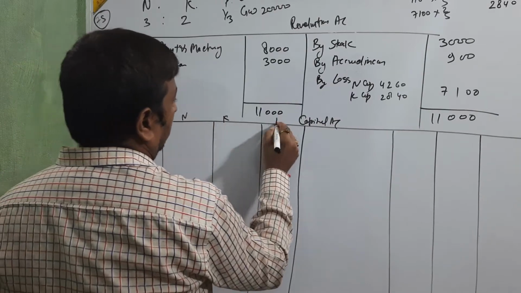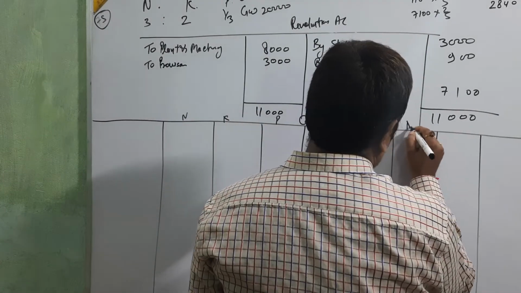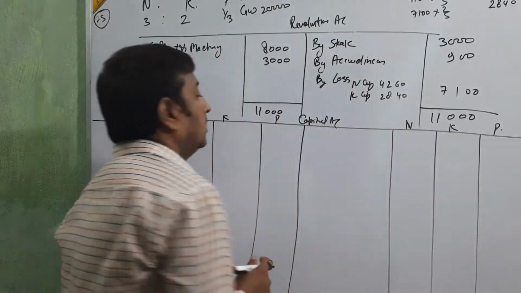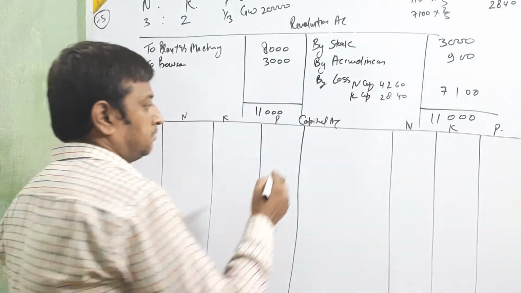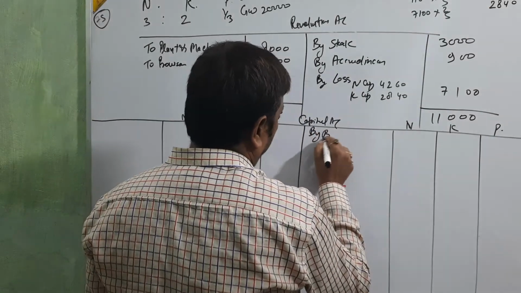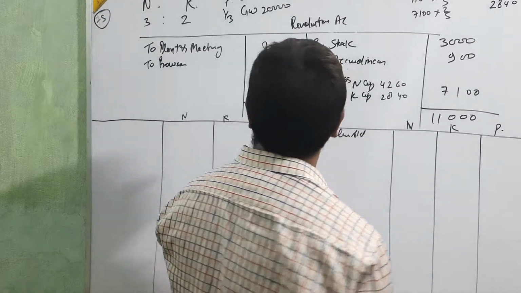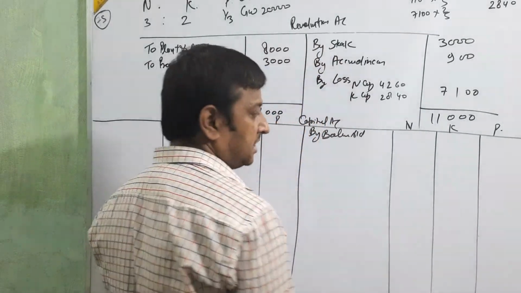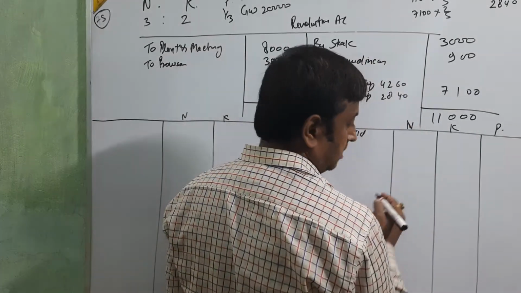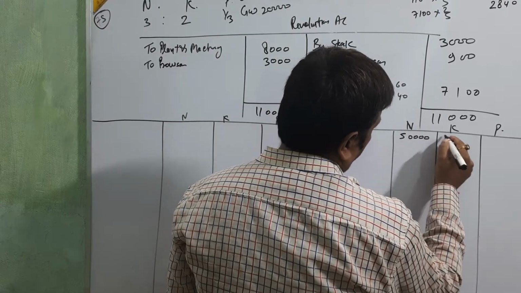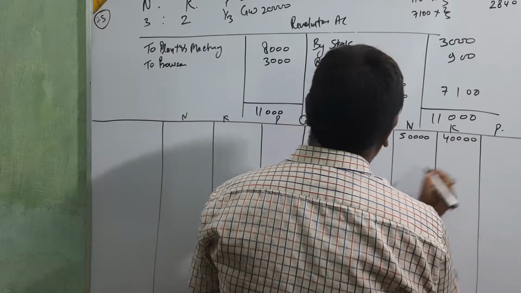Name, Kham and Prem. Okay. First, what we are putting in the balance sheet is the capital. Just tell about the capital of Name and Kham in the balance sheet. Capital of Name is 50,000 and Kham is 40,000. Okay, beta.